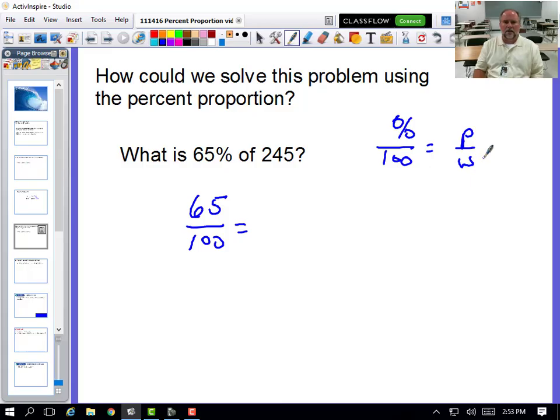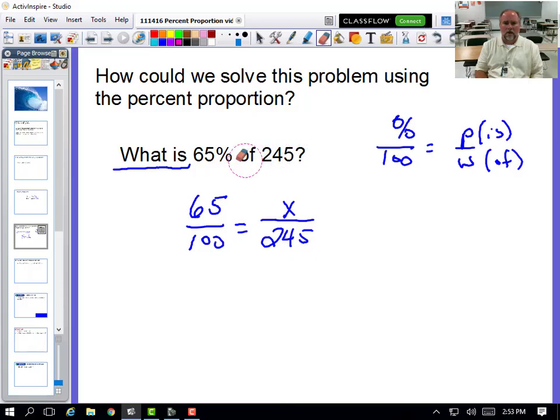And there's 2 ways that you can do this. One, you can pay attention to the is and the of in a proportion. If you can write a percent problem in this question format, then it says what is and of 245. So this of 245 means that it's going to go on the bottom. Okay, and the what is the thing that I'm missing. The part is missing.